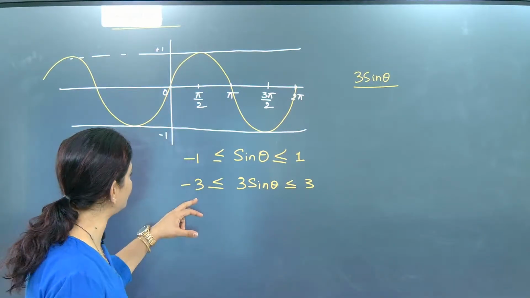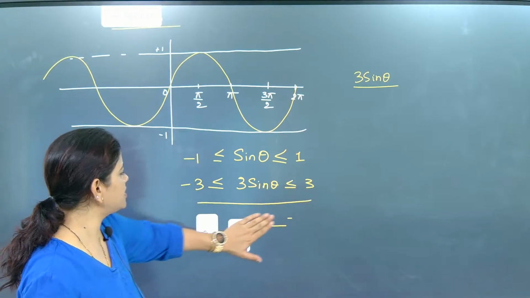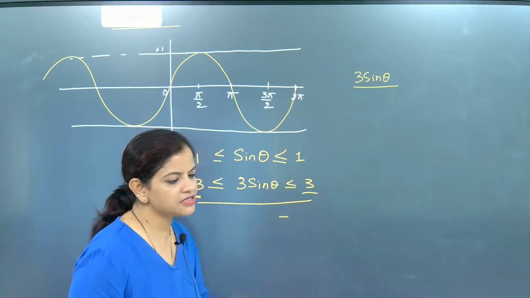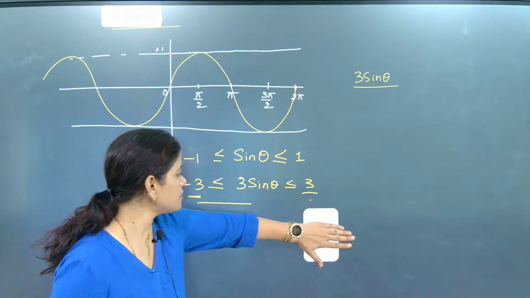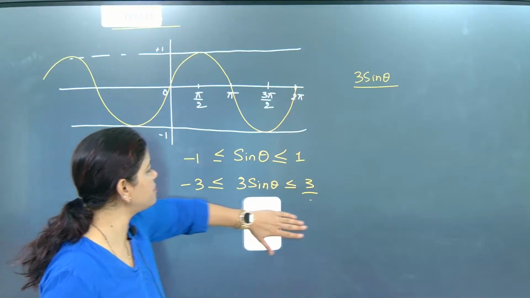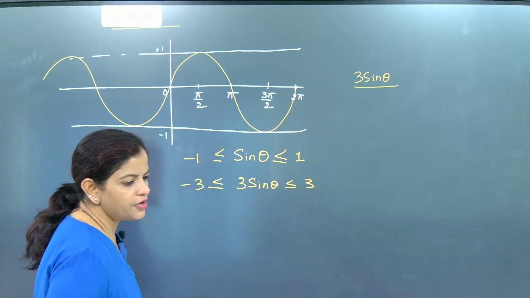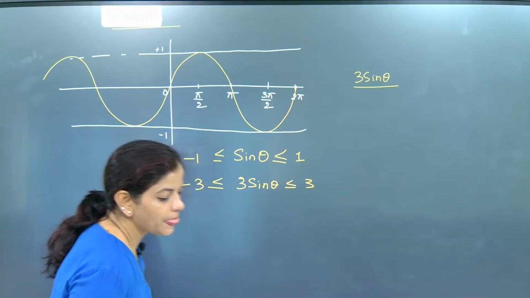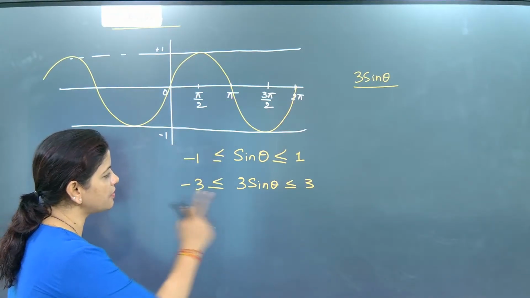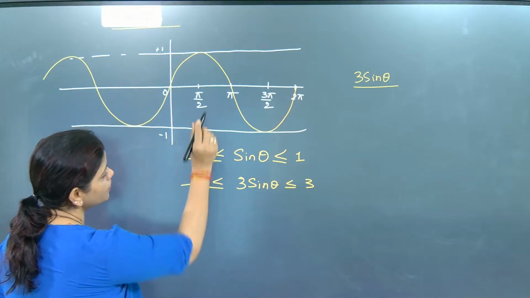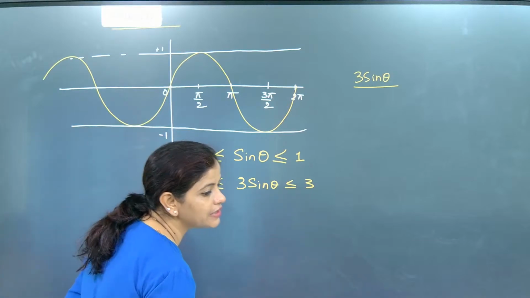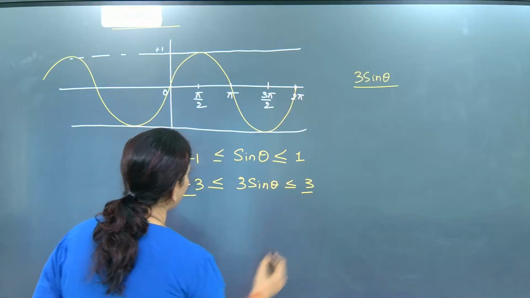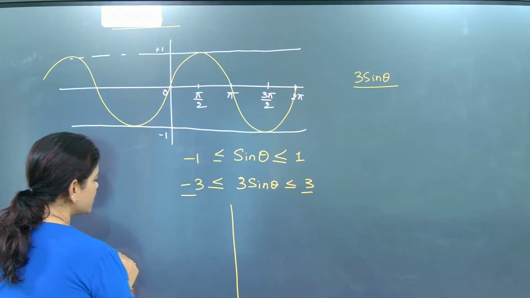Come on, check everyone here. When you answer this question, here it is -3, and here it is +3. Did you understand this part? First it was -1 to +1, but the moment you wrote 3 sine theta, the interval now has lower limit -3 and upper limit 3. So now our graph will change.